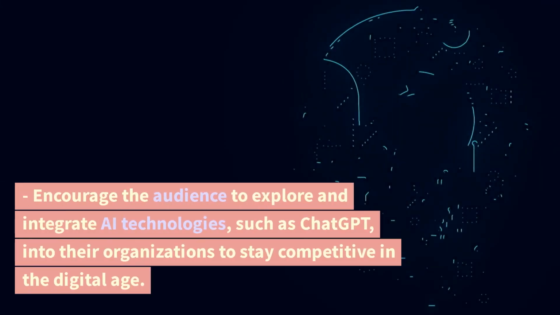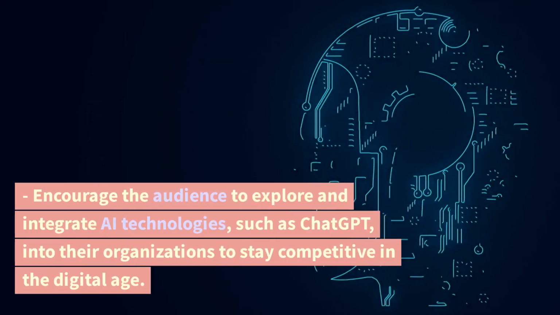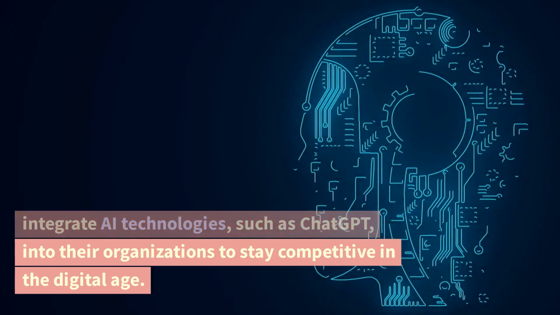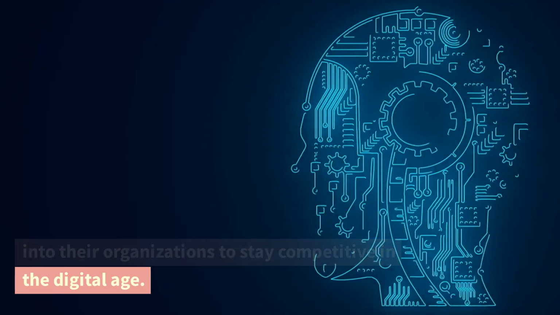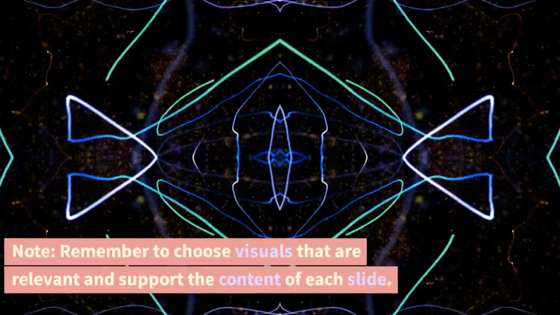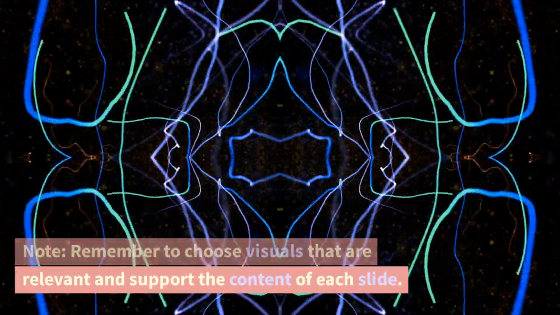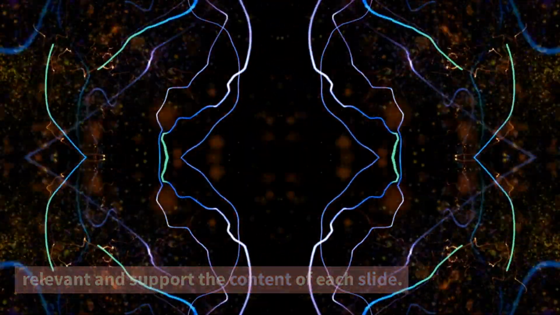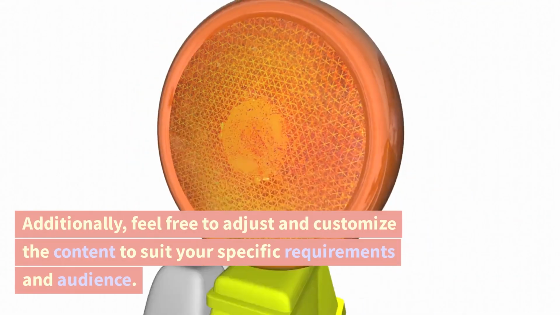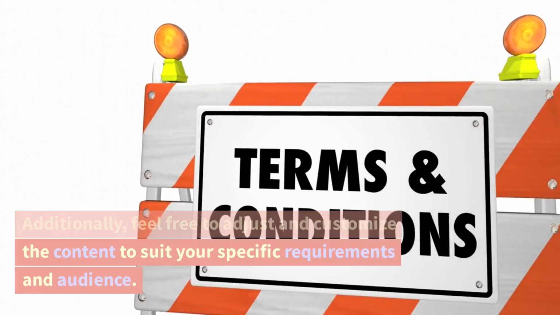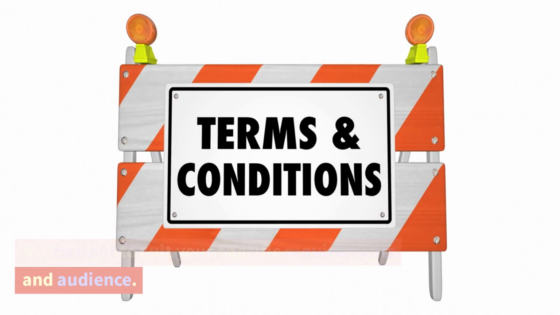Encourage the audience to explore and integrate AI technologies, such as ChatGPT, into their organizations to stay competitive in the digital age. Insert relevant pictures representing digital transformation or futuristic technology. Note: remember to choose visuals that are relevant and support the content of each slide. Additionally, feel free to adjust and customize the content to suit your specific requirements and audience.